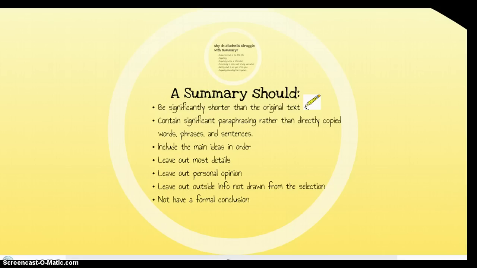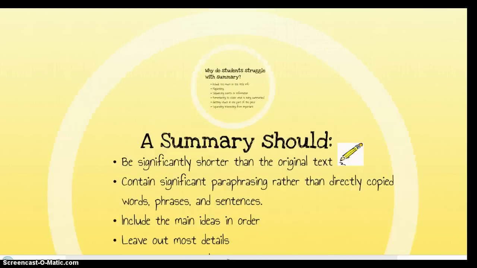Leave out your own personal opinion and any outside information that you might know about the topic from somewhere else, like maybe you've watched a show about the topic or you've read other articles about the topic. Leave that out. You're focusing only on what you're reading in that particular text. And then also, coincidentally, it doesn't need to have a formal conclusion, which is kind of odd, but you don't need to stress yourself out over trying to figure out a way to wrap up a summary. It just isn't necessarily needed.